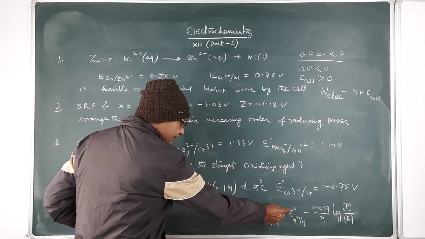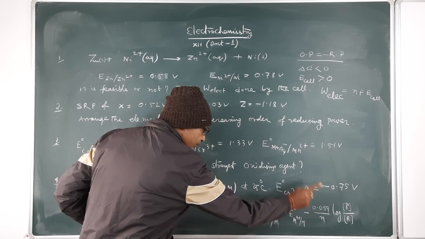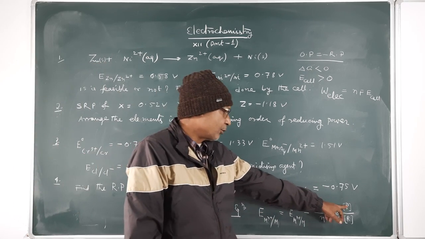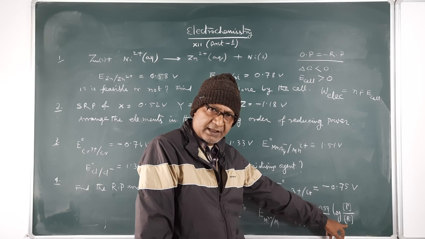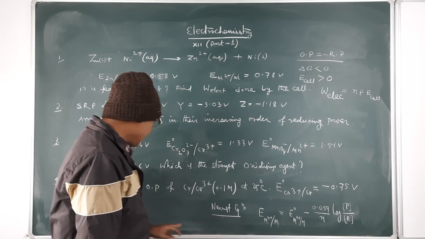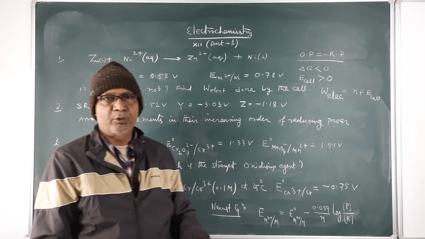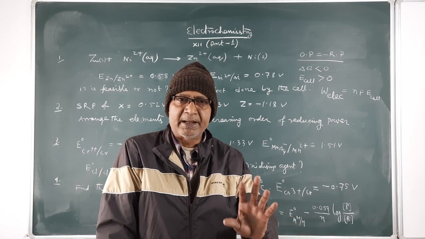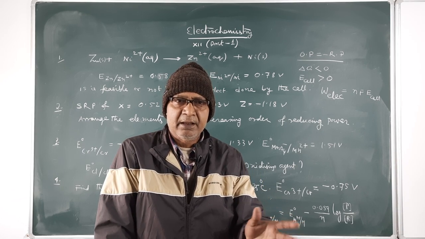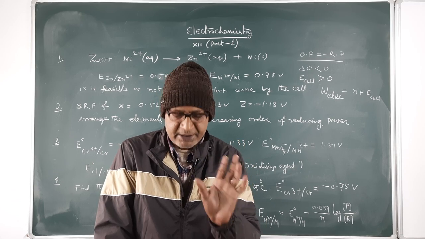This value is given. You have to find the value of n and the concentration of the product by the concentration of the reactants as given here. You have to find the reduction potential as well as the oxidation potential. Their magnitudes will be the same; they differ only in sign. Just do it. This is the first part of the assignment.